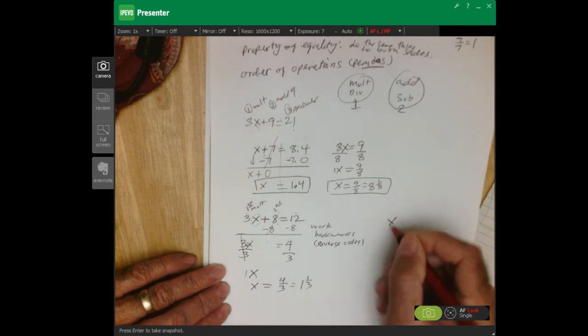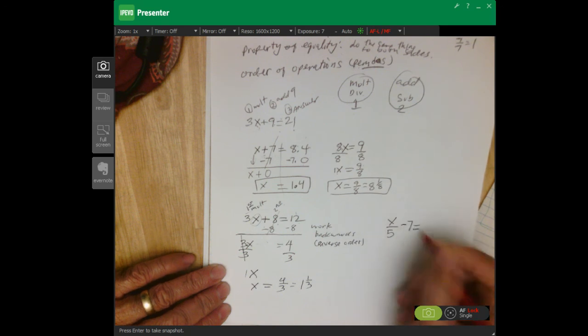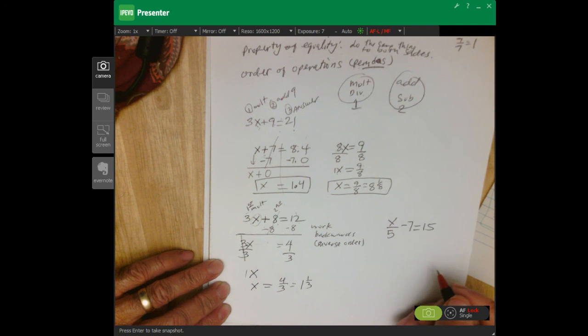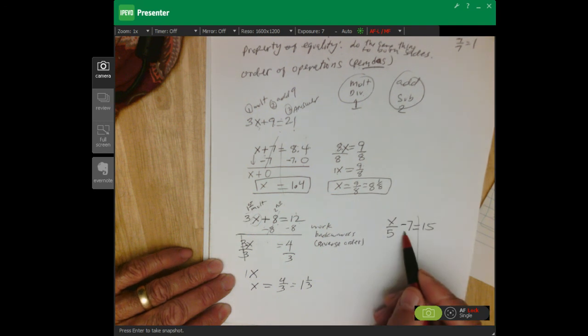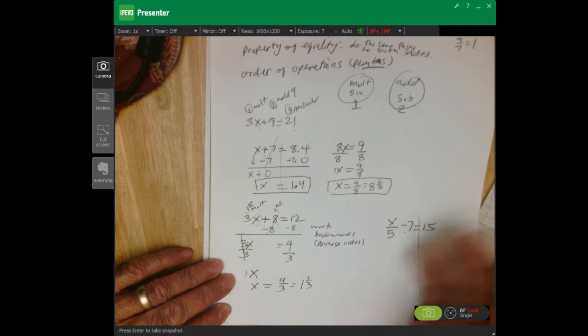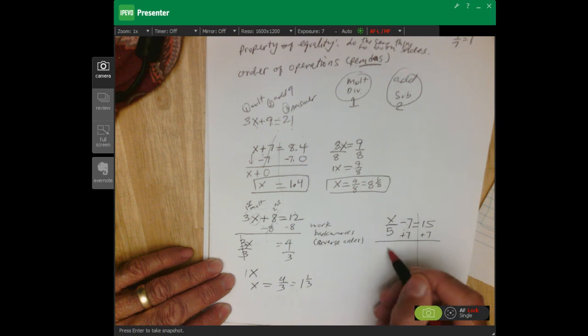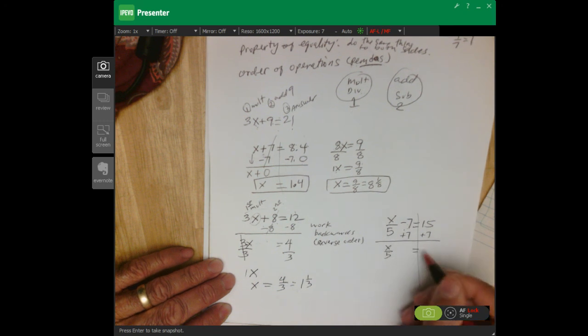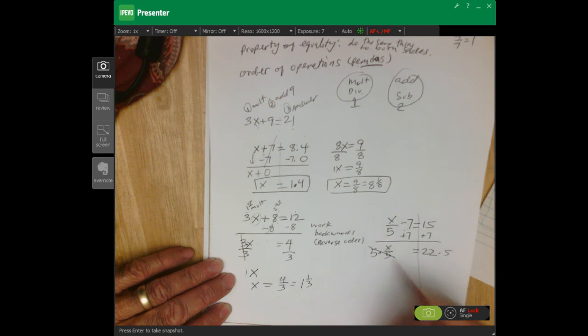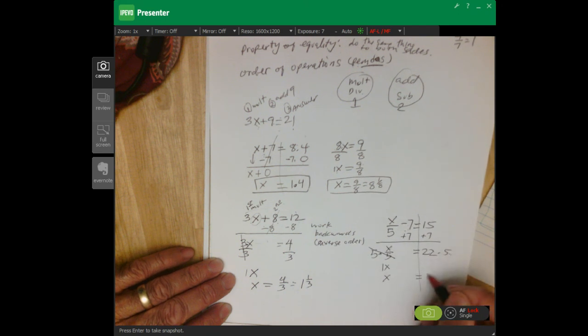If we had x divided by 5 minus 7 equals 15, same thing. Normally division comes before subtraction, so we work on this one first. We go in the reverse order. Add 7, and we end up with x over 5 equals 22. Now we multiply both sides by 5. This becomes 1x, which is the same as x. 22 times 5 gives us 110.